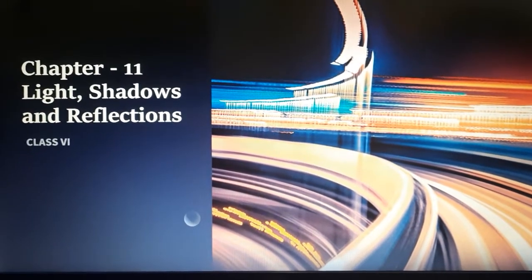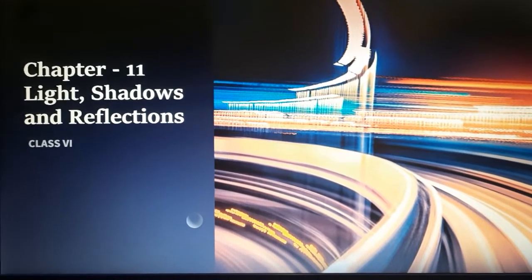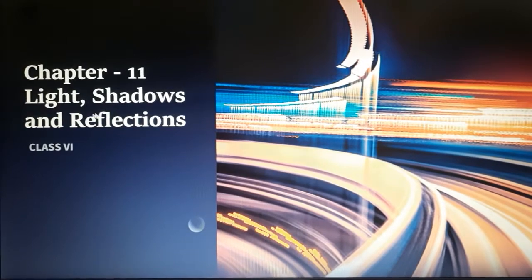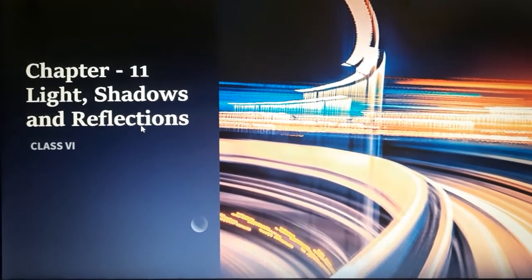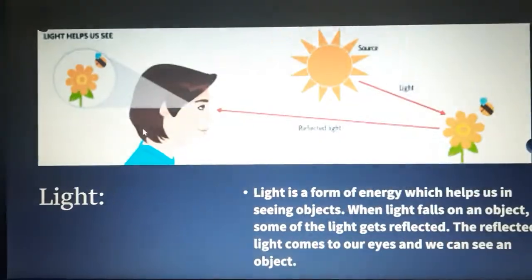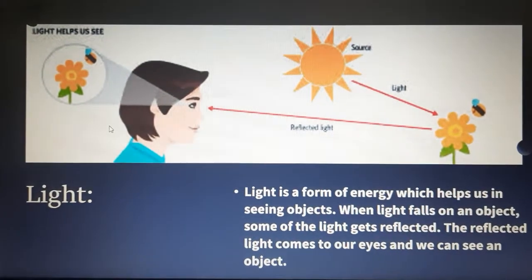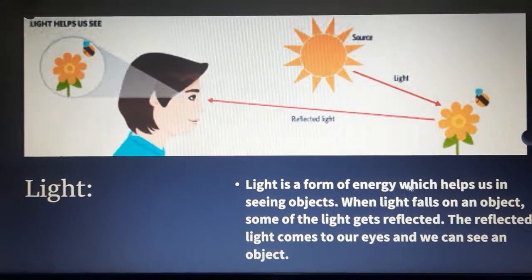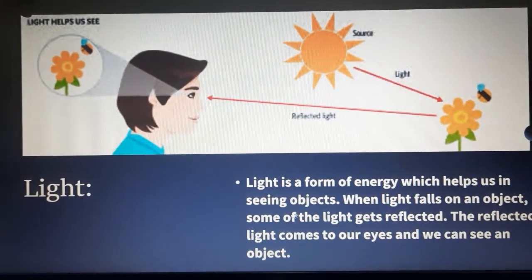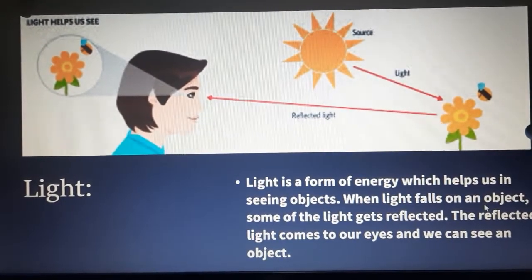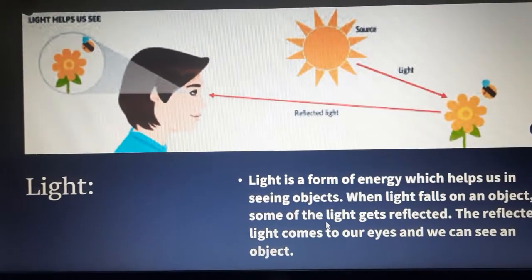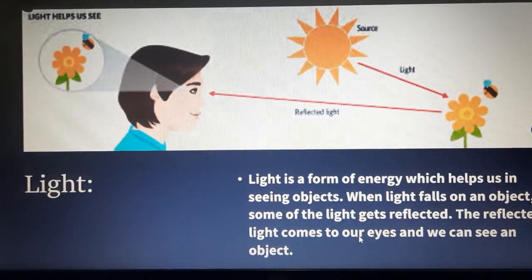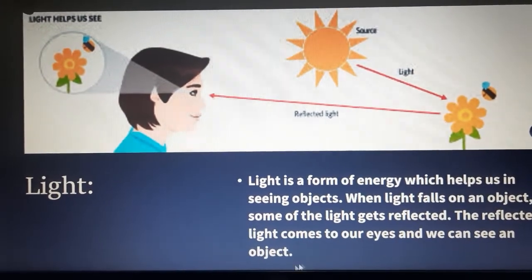This is your science class, and today we are going to study chapter 11, Light, Shadows and Reflections. So let's begin. To start with, first of all, we should know what is light. Light is a form of energy which helps us in seeing objects. When light falls on an object, some of the light gets reflected. The reflected light comes to our eyes and we can see an object.